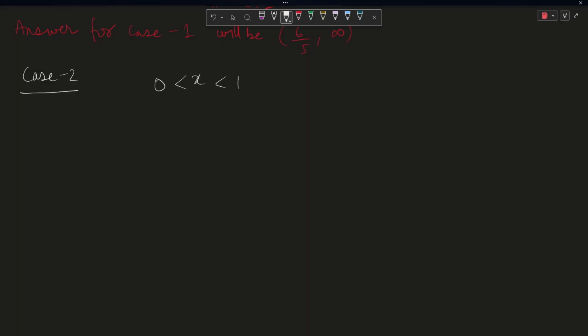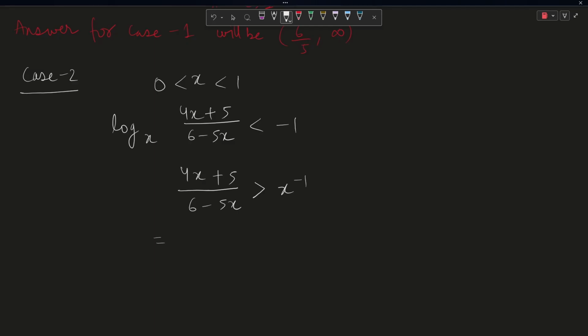If the value of x is greater than 0 and less than 1, in that case, again we will solve the inequality. So the inequality is minus 5x less than 1. Now, the important part here is that as the base is less than 1 and greater than 0, when we shift the base from one side to the other side of the inequality, the sign of the inequality will change or reverse. So what I can say is 4x plus 5 upon 6 minus 5x will be greater than x to the power minus 1, or I can say 4x plus 5 upon 6 minus 5x will be greater than 1 upon x.